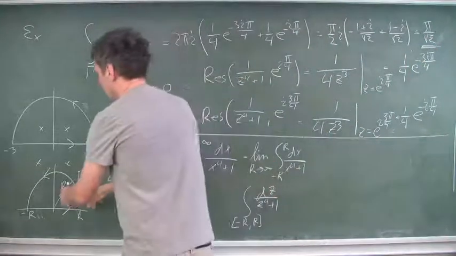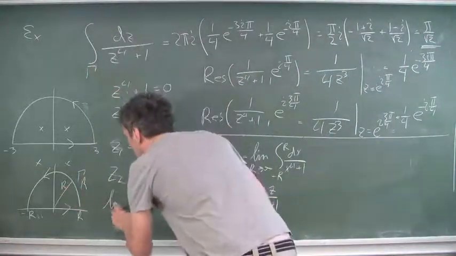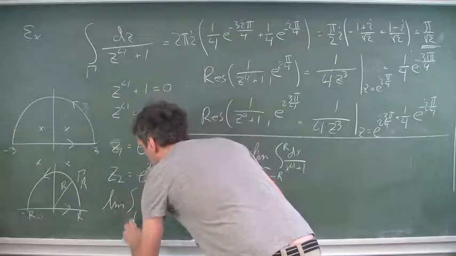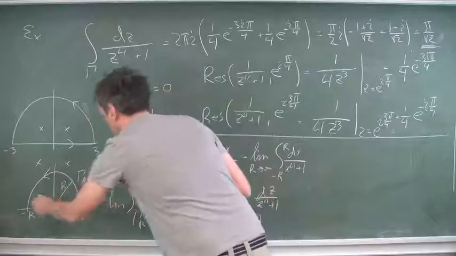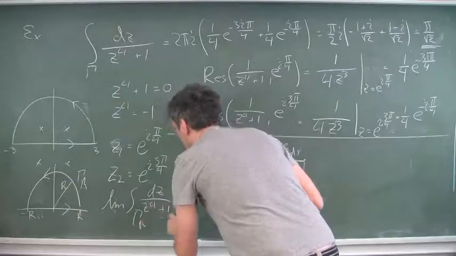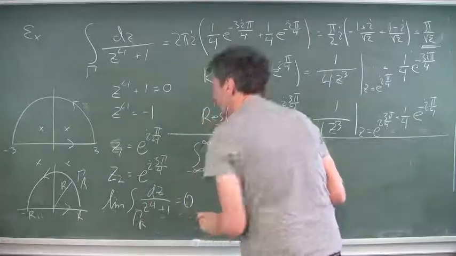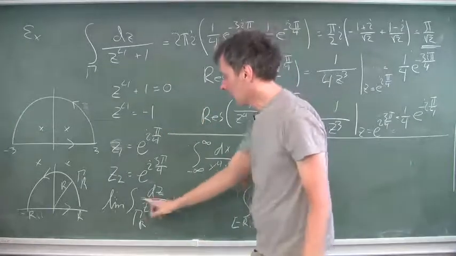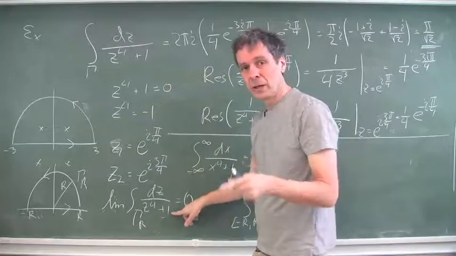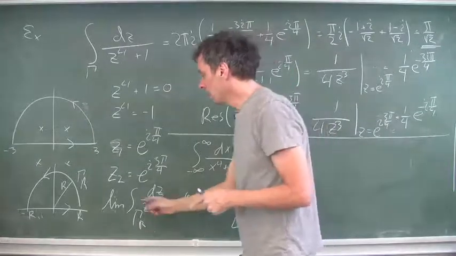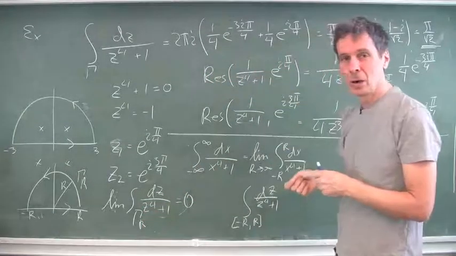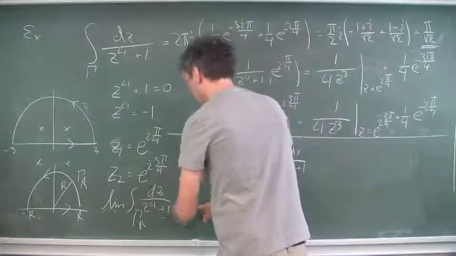However, it's easy to see now that the limit of the integral over gamma r, over the semicircle here, of dz divided by z to the fourth plus 1, will be 0, simply because the denominator will go to 0, essentially like 1 over r to the fourth, but the length of the curve will only grow like 2 pi r, and therefore this limit will be 0.